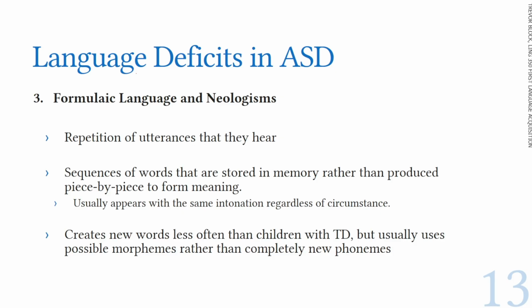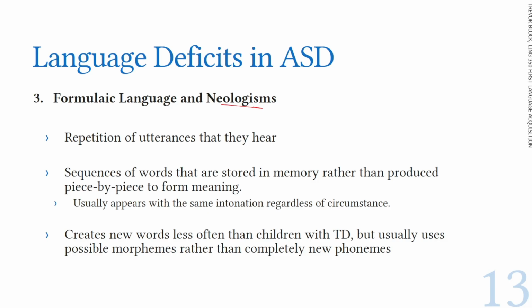Okay, formulaic language and neologisms, however you want to say this. In other words, the creation of new words. So you repeat things that you hear. You might even say things out loud that you read. So if a child can read at a young age, or a teenager, when going by a sign, they might just read what they see, like in a car ride, looking at billboards or something, or reading the names of stores that they see.